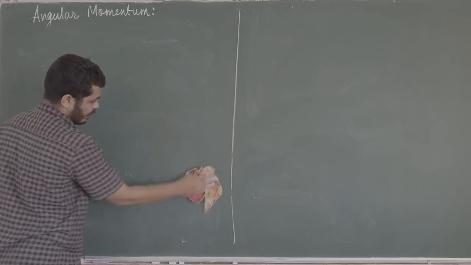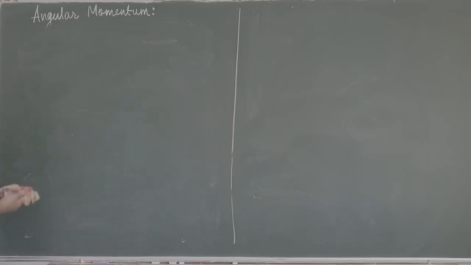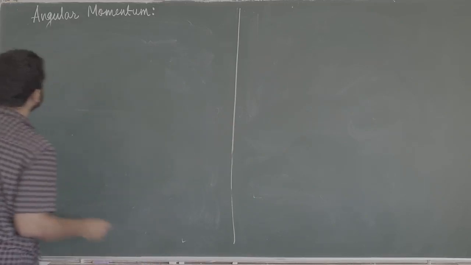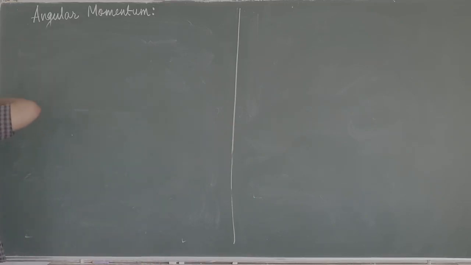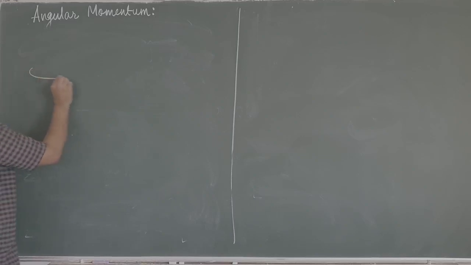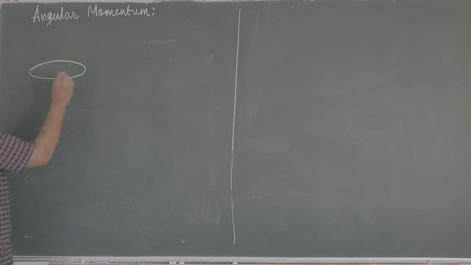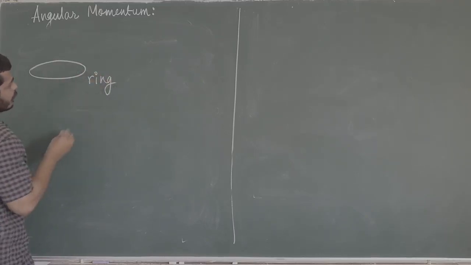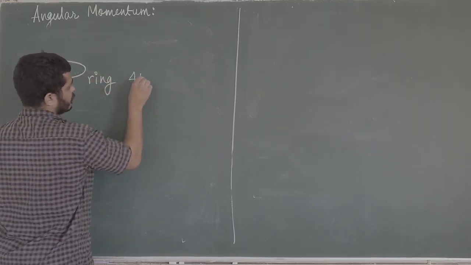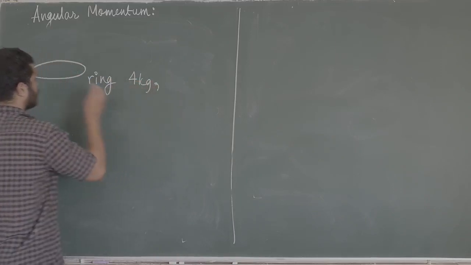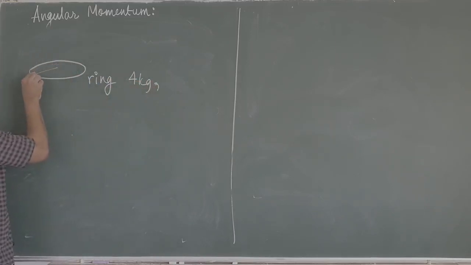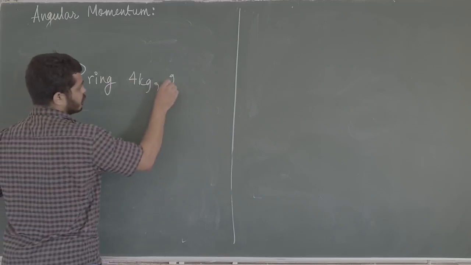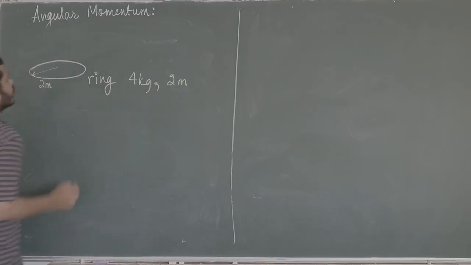Alright, so we are ready for some more problems, but these problems will be about objects that are actually rotating. So, first of all, let's start with objects that are rotating. Let's take a disc, or let's take a ring. Let us say a ring of mass 4 kgs, fairly heavy, with a radius of, let's say, 2 meters.